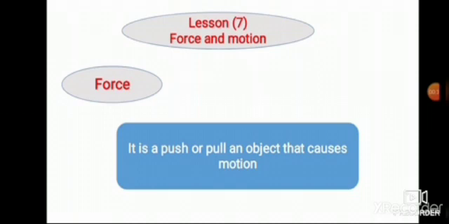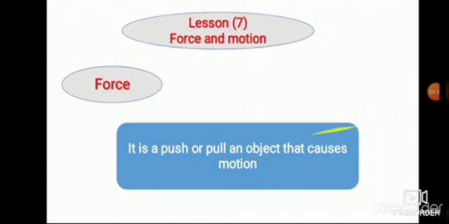Junior 3, when I move something that goes far away from me, that's called push. When I hold something and I move it far away from me, it's called push. But when I move something and this object moves towards me, that's called pull. Push or pull, they mean force, and when we push or pull, that causes motion. Motion means the movement.